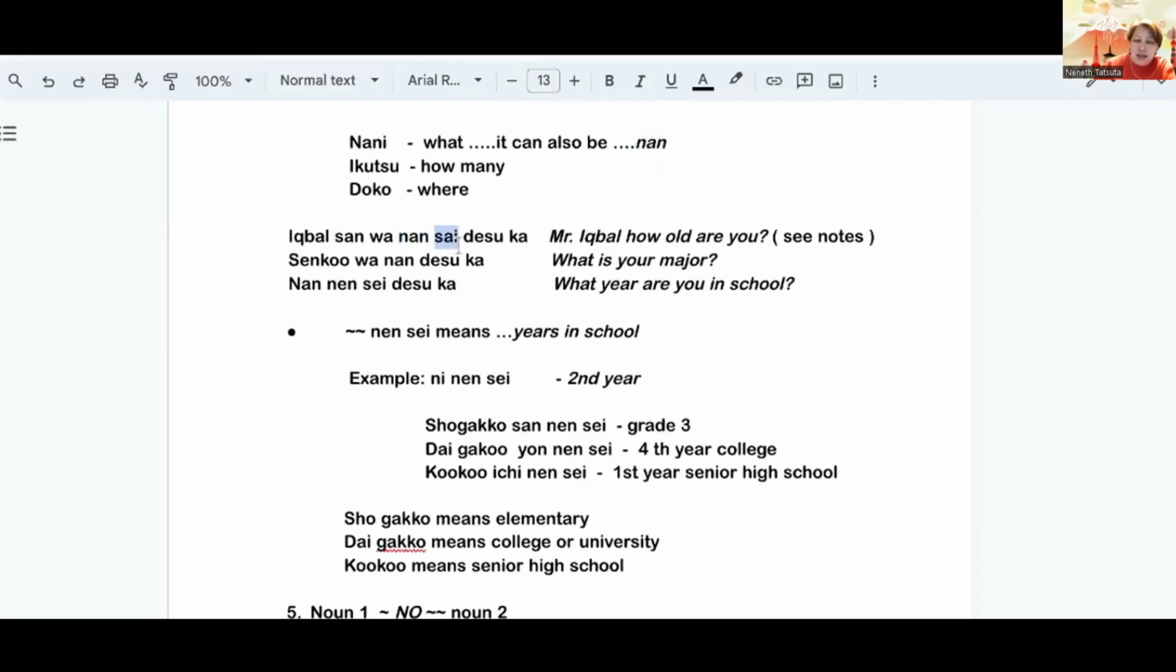Again, there is the sai. What is sai? It's used for age, or years old, okay? So Iqbal-san wa nansai desu ka. You have the ka, so it is a question because it has a ka. So, Mr. Iqbal, how old are you? Another way to say how old are you is ikutsu desu ka?